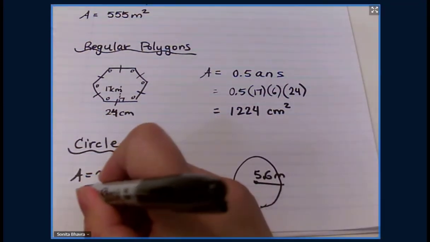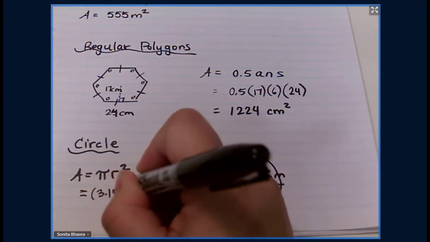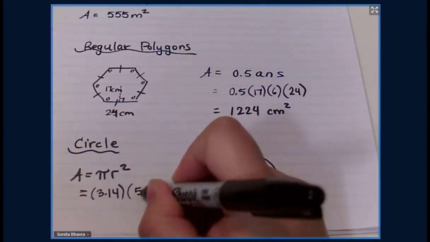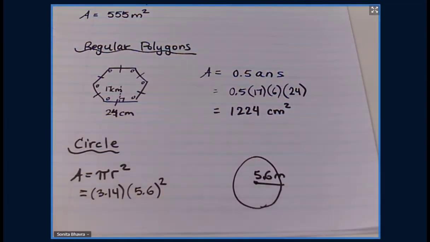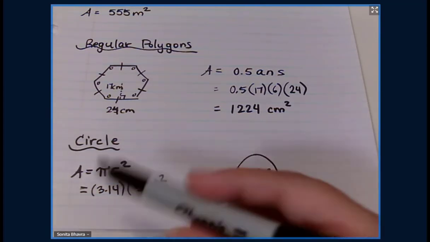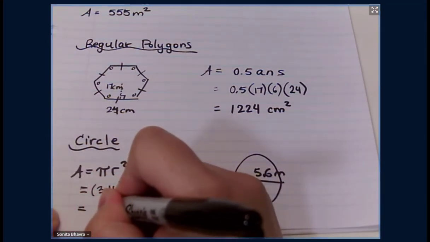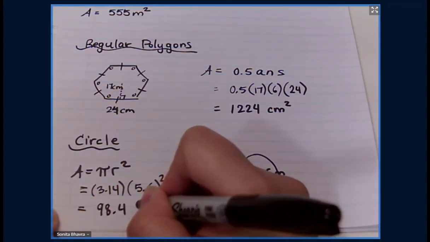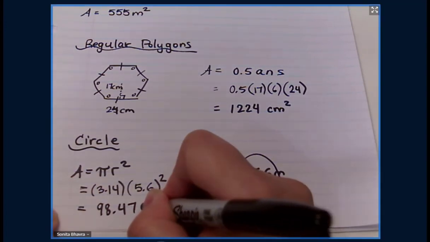For pi, we will just use 3.14, and radius is 5.6, and only the radius is squared. Very important when you put this into your calculator, you're not squaring this whole thing, you're only squaring the radius. So it's 5.6 times 5.6 times 3.14. And that gives me 98.47 meters squared.